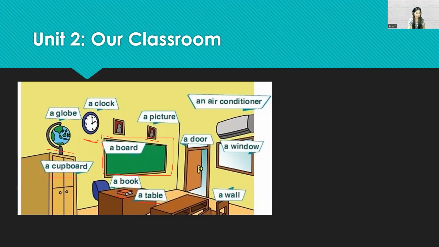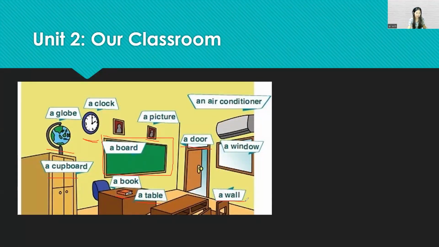And this is a door. So door, let's say sometimes it can be entrance. Door. So this is a wall.